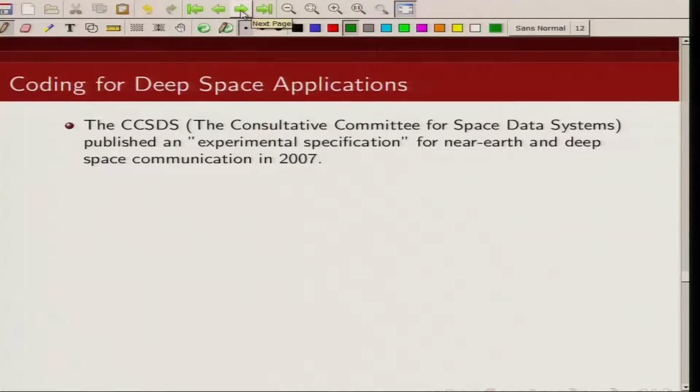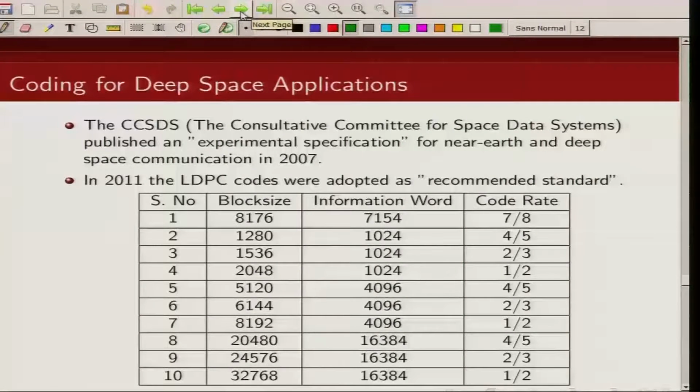What about deep space exploration? Now, NASA again has specified a recommended standard. So, these codes that you see here have been prescribed for deep space communication, and this is for near earth communication. For deep space communication, it supports 3 different information block lengths: 1024, 4096 and 16,384. And these are the various rates which have been supported. Correspondingly, these are the block sizes that you will get.